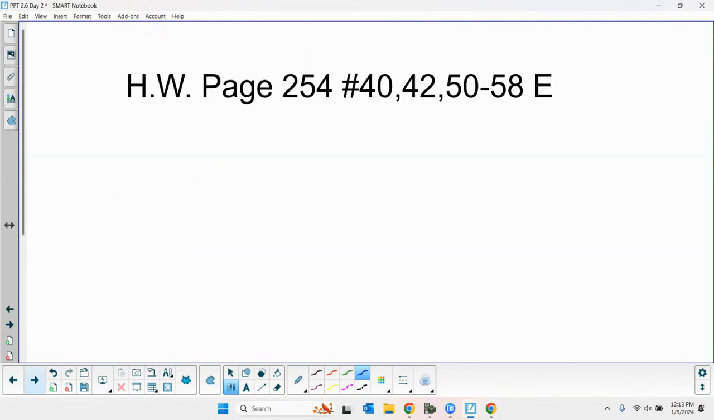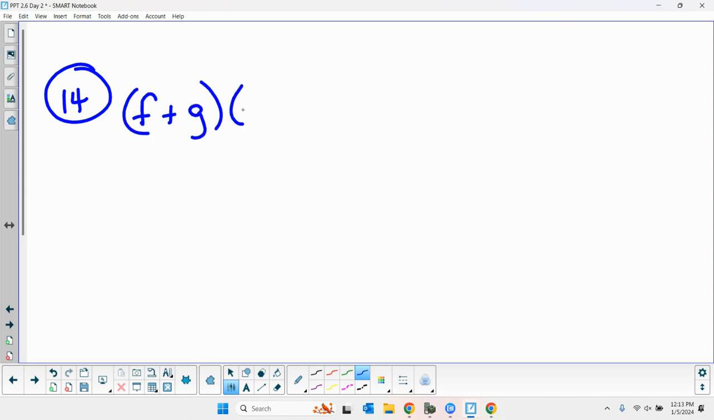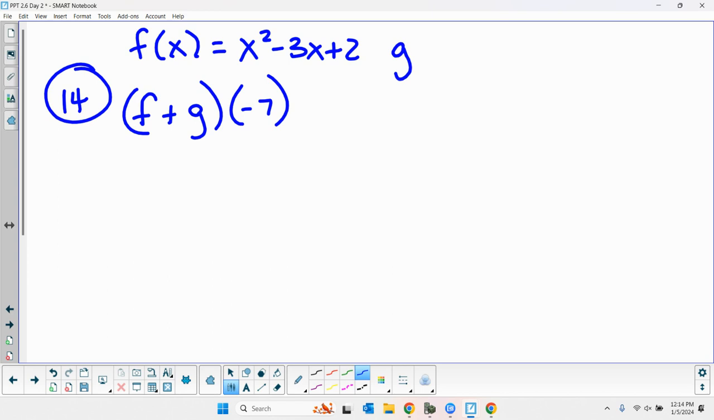Okay. Number 14 was just an addition problem. F plus g of negative 7. All right, and again, they gave us f and g up in the directions. F is x squared minus 3x plus 2. And g is 2x minus 4.